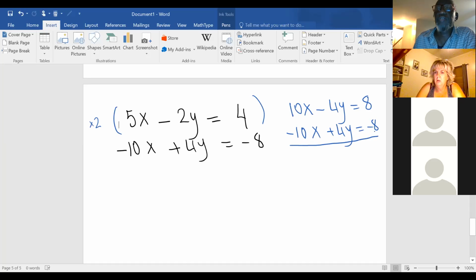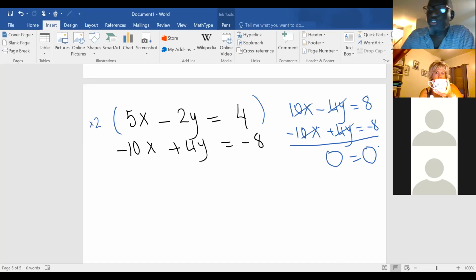Look now at what happens when we add them up. They all cancel each other out. So we get 0x and 0y. We get 0 on the left side, but also 0 on the right side. 0 equals 0. That is always true.